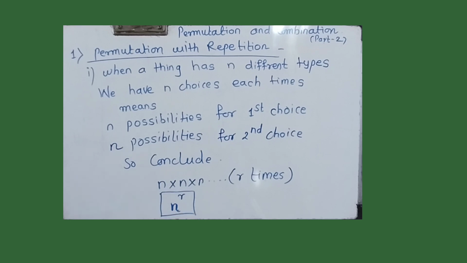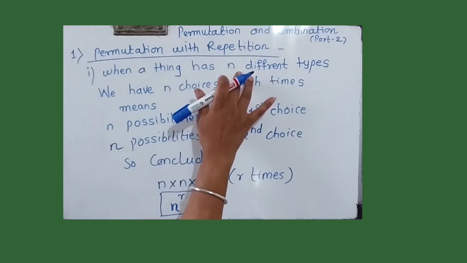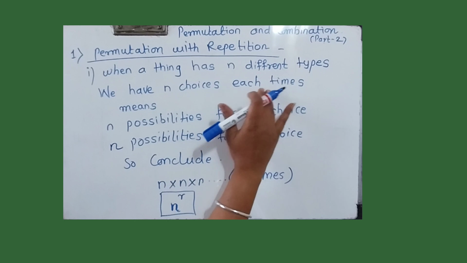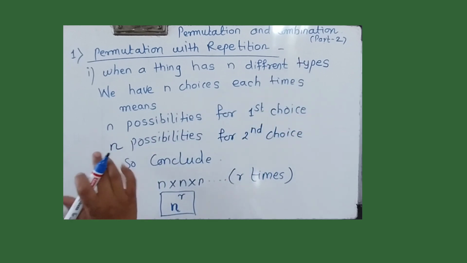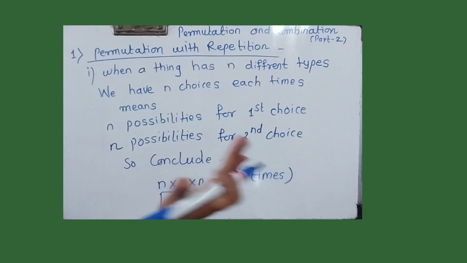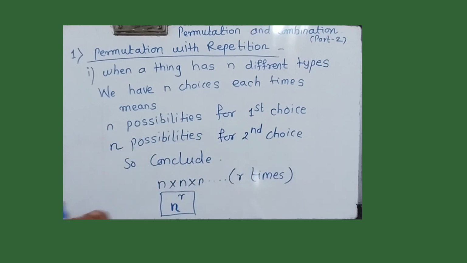Clear? Take a screenshot. Again I repeat, when we have n different things and we have n choices each time, n possibilities for the first choice, n possibilities for the second choice, and n possibilities for the third, and so on.